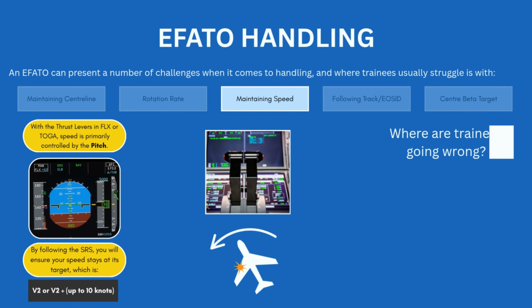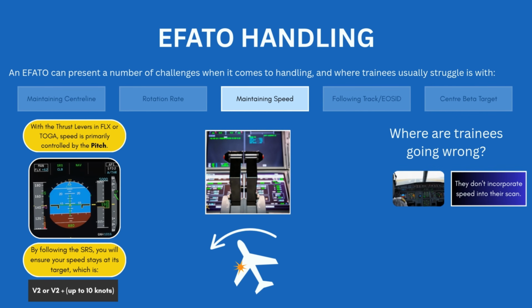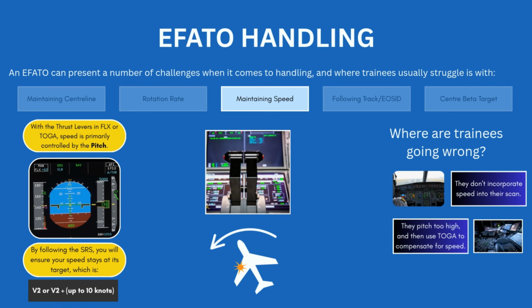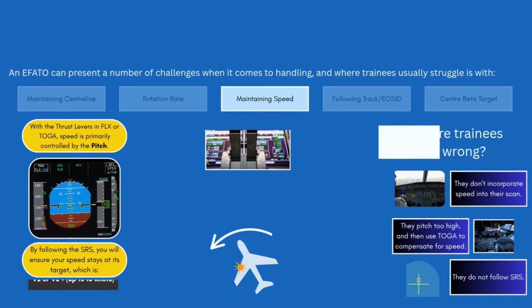Where are trainees going wrong? They don't incorporate speed into their scan, meaning that it can often decrease, and they won't even realize. They pitch too high, and then use toga to compensate for speed. This is the incorrect use for toga. They do not follow SRS. Following SRS will mean that you maintain the appropriate speed.